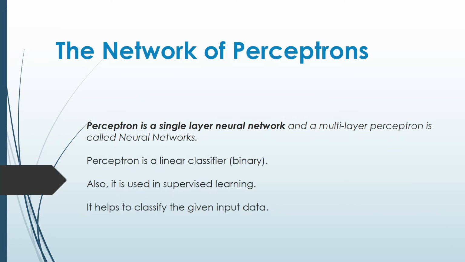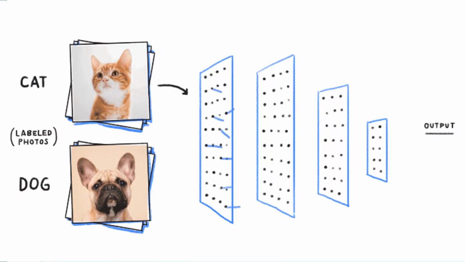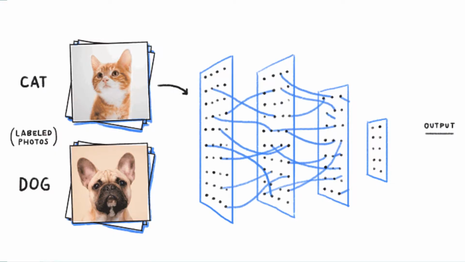The network of perceptrons. Perceptron is a single-layered neural network, and a multi-layered perceptron is called a neural network. Perceptron is a linear classifier. Also, it is used in supervised learning. This helps to classify the given input data. This is a simple image of a perceptron functioning.